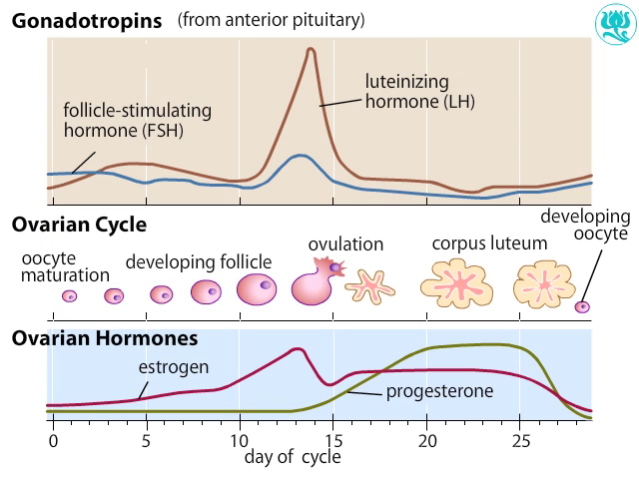The ovarian cycle is controlled by the interplay of hormones from the pituitary gland and from the ovary itself. A few days before the beginning of the cycle, the anterior pituitary begins to increase its secretion of 2 hormones, follicle-stimulating hormone, FSH, and luteinizing hormone, LH. FSH and LH stimulate ovarian follicles to grow. As the follicles grow, they begin to secrete estrogen.